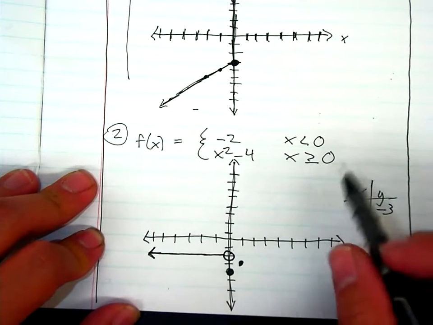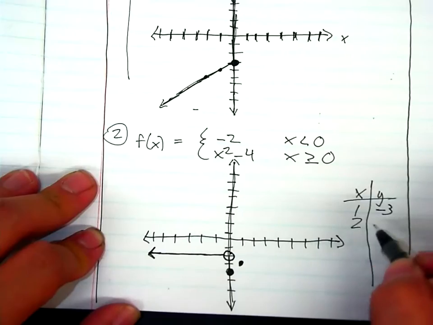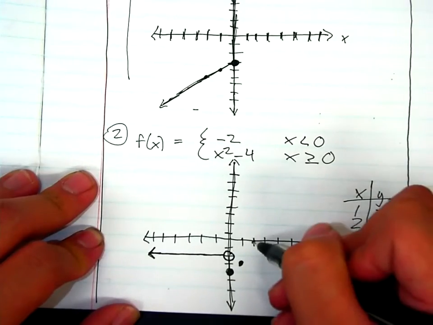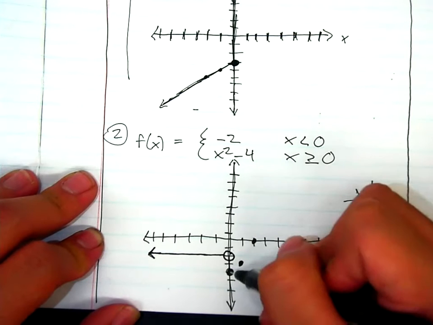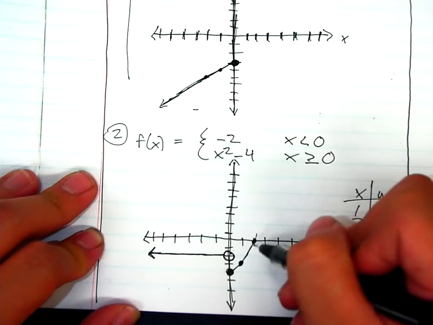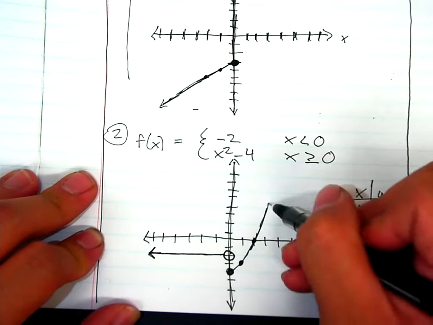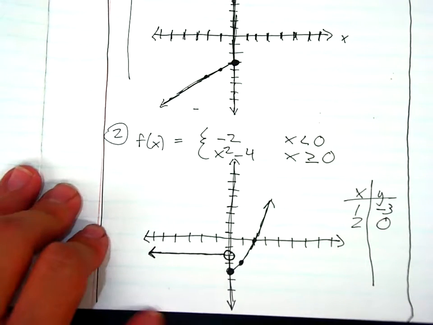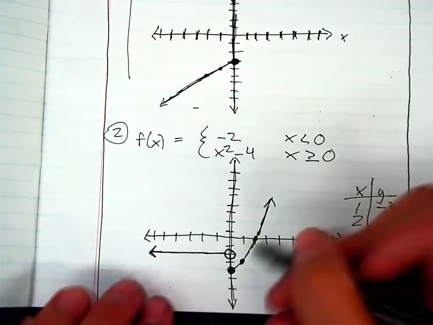Let's go ahead and use another point for good measure. I'll use 2. 2 squared is 4. 4 minus 4 is 0. So that's my next point. And it's definitely looking like a half of a parabola, so let's go ahead and sketch that upward. And just like that, we have the second piece of this function, and it's pretty much complete.